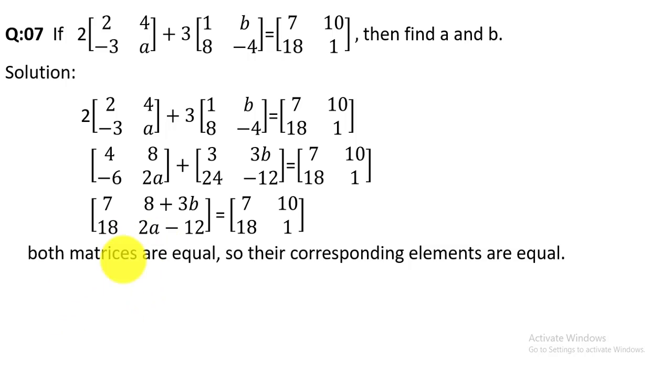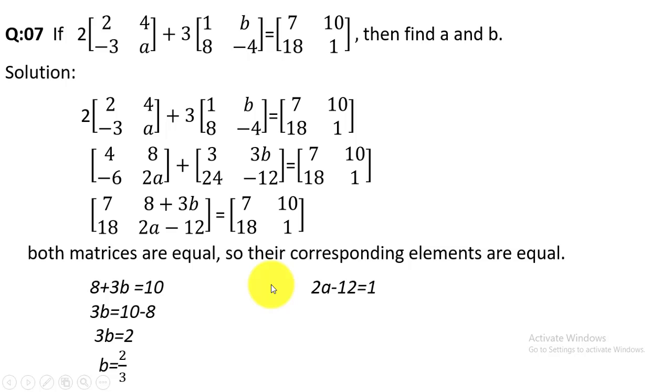So in first we compare 8 + 3B, that is equal to 10. So this is the equation, and we find here the value of B. So 3B is equal to 10 - 8, and 3B is equal to 2. So the value of B is equal to 2/3. Now we compare 2A - 12, that is equal to 1. So 2A - 12 is equal to 1, and 2A is equal to 1 + 12, and 2A is equal to 13. So the value of A is equal to 13/2.